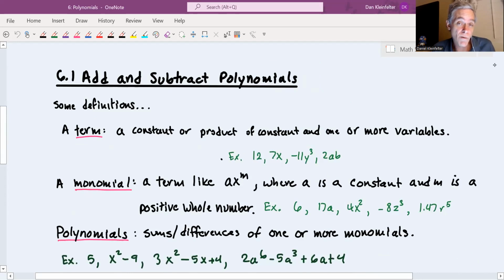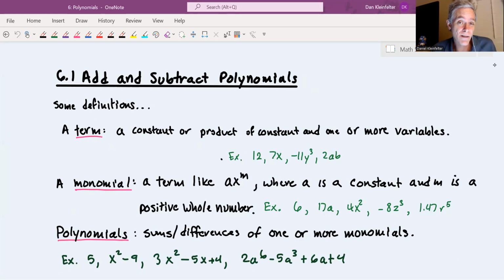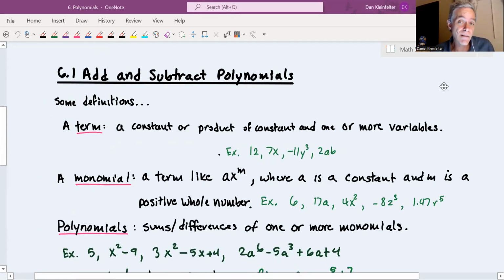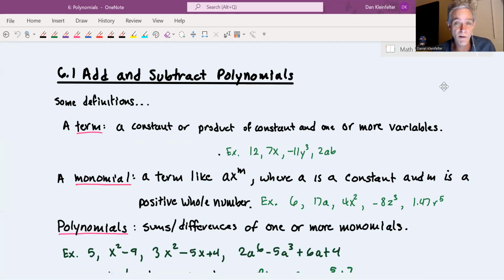In here, this is also the part with the most definitions. As you recall, the beginning section of each chapter is always where things are defined, and so there's lots of definitions to begin with. Okay, so bear with me a couple minutes. So first of all, a term in math is a constant or product of a constant and one or more variables. So examples would be 12, 7x, negative 11y cubed, or 2ab. Those are all examples of terms, things that you get when you multiply. If you multiply numbers or letters or numbers and letters together, you get a term.